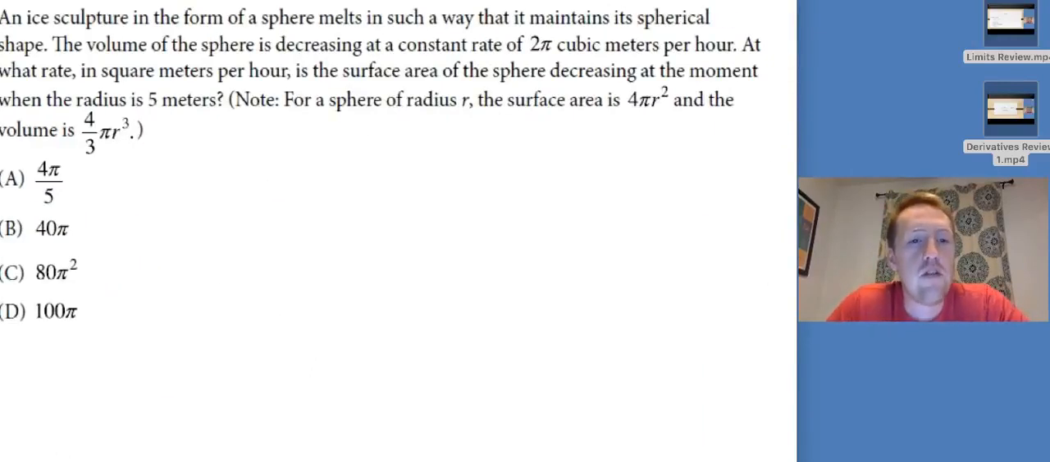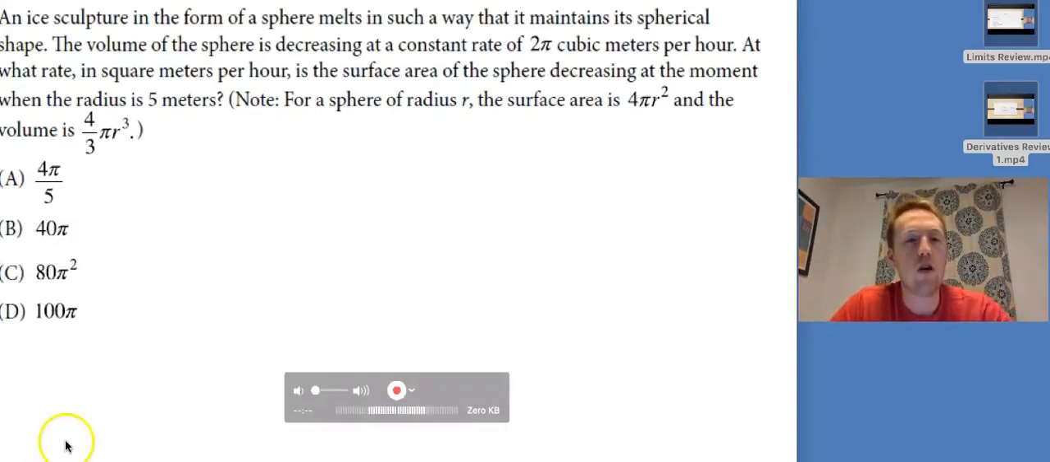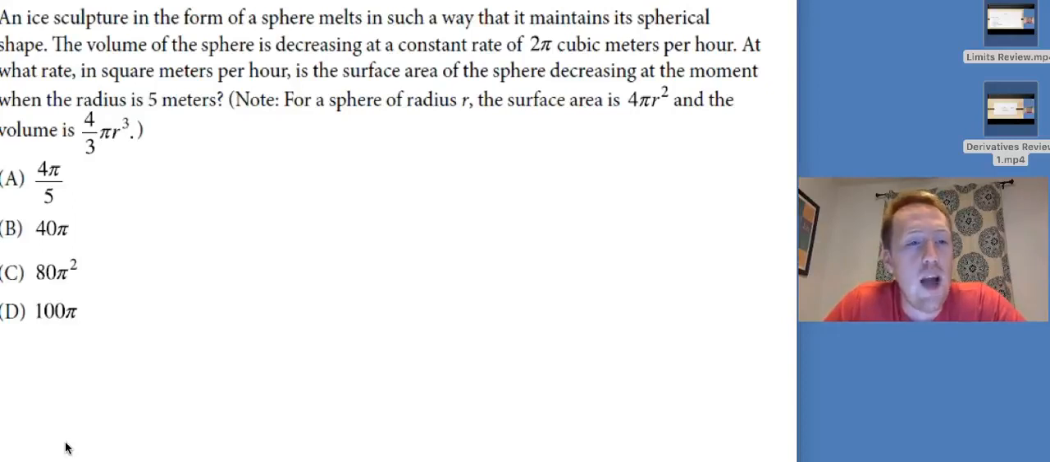All right, an ice sculpture in the form of a sphere melts in such a way that it maintains its spherical shape. The volume of the sphere is decreasing at a constant rate of 2 pi cubic meters per hour. At what rate in square meters per hour is the surface area of the sphere decreasing at the moment when the radius is 5 meters?